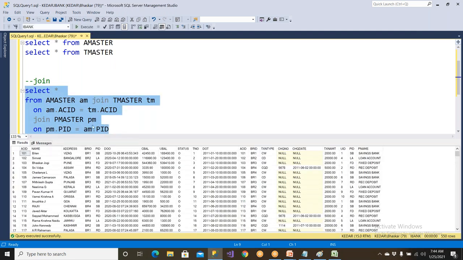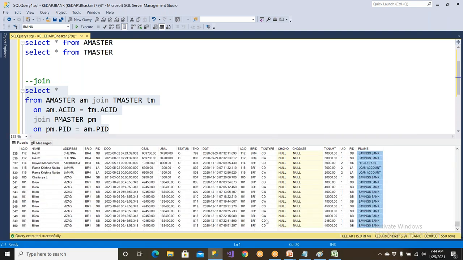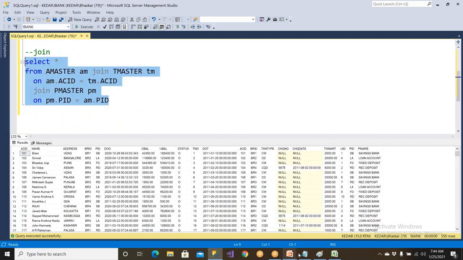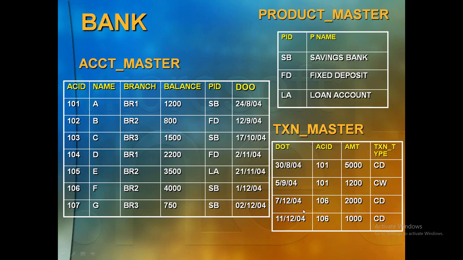Now see, wherever there is an SB, you should be able to say savings bank, loan account. Clear? So this table is also linked now. You should be able to get the same number of rows. So if you have savings bank here, the same data you should be able to see there. So I'm able to join three tables in this context. Clear? You can join 255 tables like that.